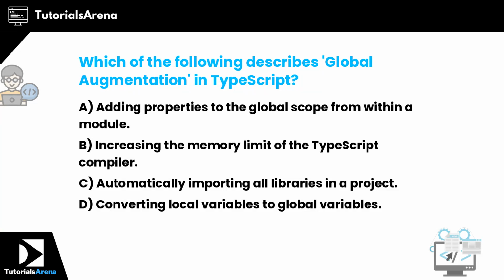Which of the following describes global augmentation in TypeScript? The correct answer is option A, adding properties to the global scope from within a module.